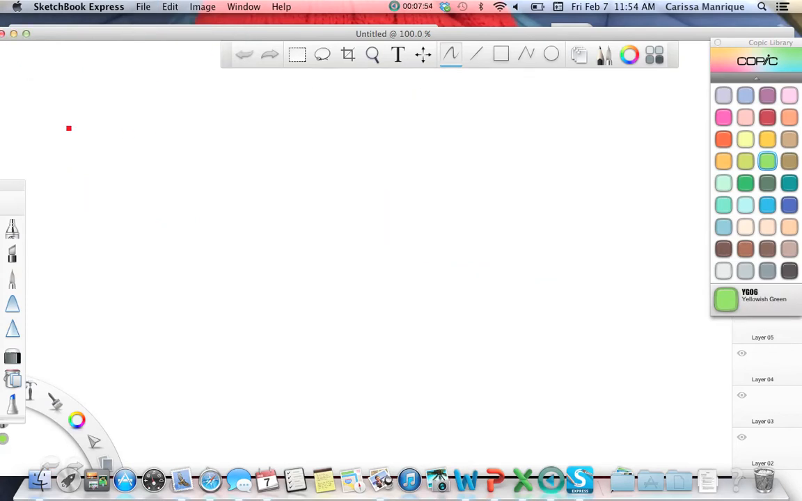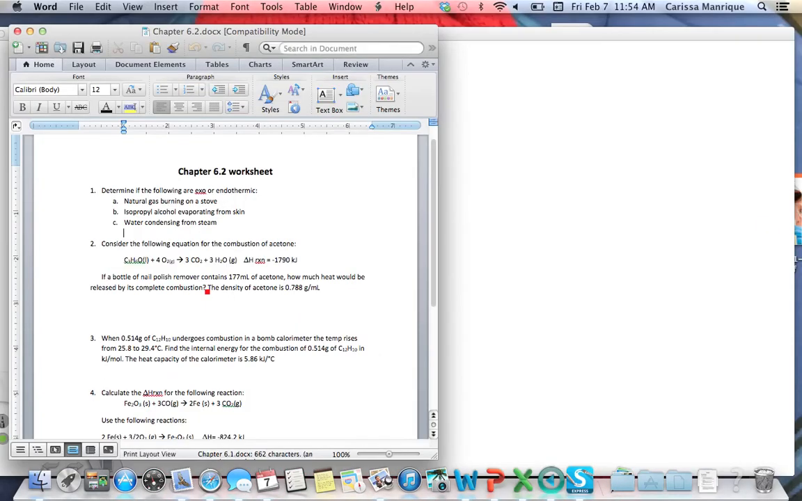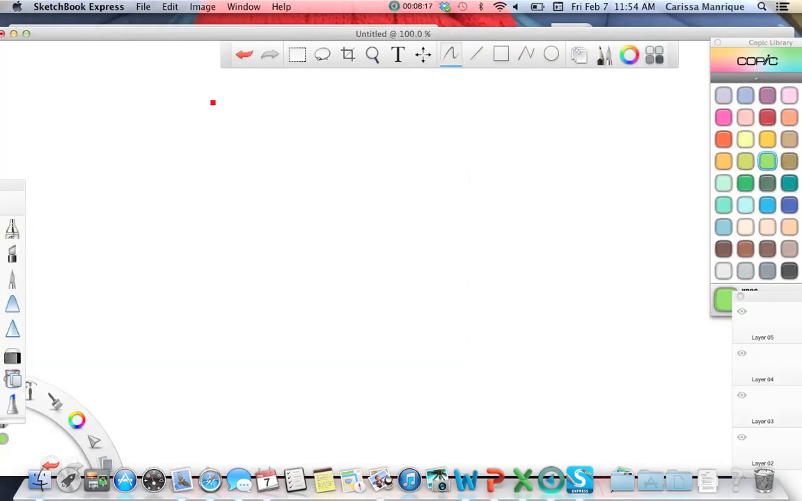Let's look at another problem. This is a bomb calorimeter problem. Okay, it says when 0.514 grams of C12H10 undergo combustion in a bomb calorimeter, the temperature rises from 28.4 to 29.4 degrees Celsius. So let me go ahead and start writing some of this down.